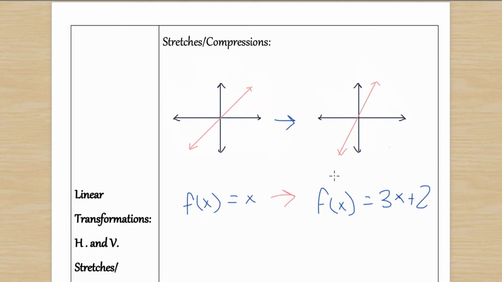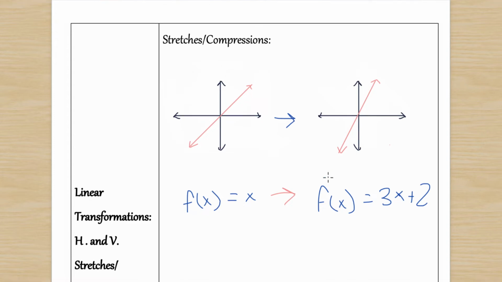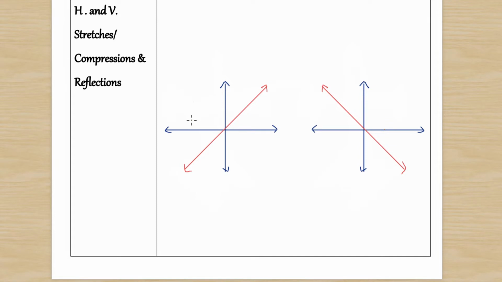So now let's look at what reflections are. For this first graph, it is a parent function. But the one over here looks almost as if there was a mirror on each of the axes that reflected the entire line over to the other side. So that's basically a reflection.